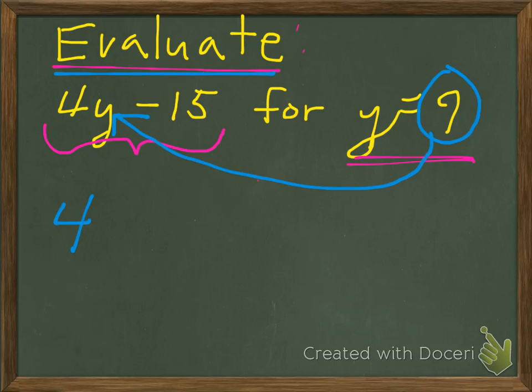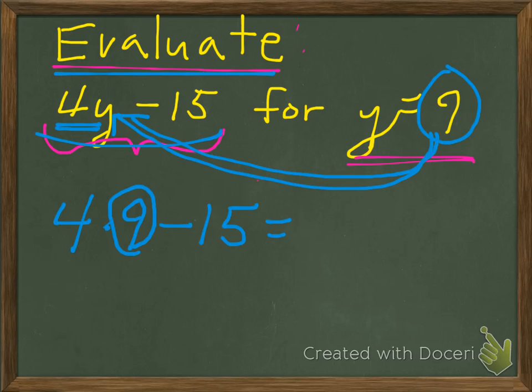What we're going to get is 4 times, there's no symbol between the 4 and the y. We've talked about that. That's one of those multiplication problems. So we're going to get 4 times 9 minus 15. Now we're taking a variable expression that we talked about the last couple days, and we're going to find out what value this expression as a whole equals when we plug in 9. So there's the value substituted in for y.